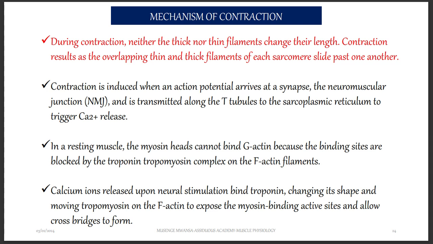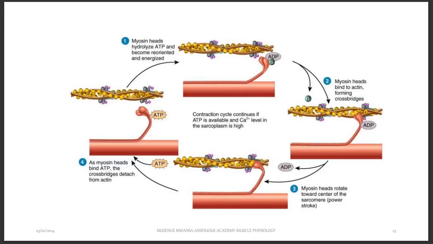So calcium ions, which have been released upon neural stimulation, are going to bind to troponin. Actually, to be specific, troponin C, and that is going to change the shape of the troponin and move it. So it changes its shape and moves tropomyosin on the F-actin to expose the myosin binding sites. So what is happening is this. Look at one.